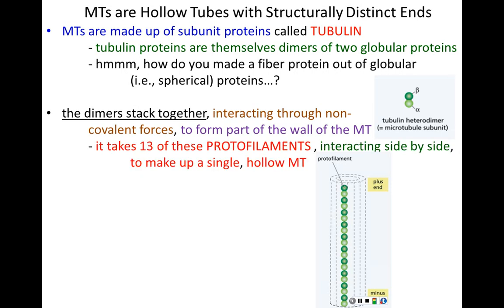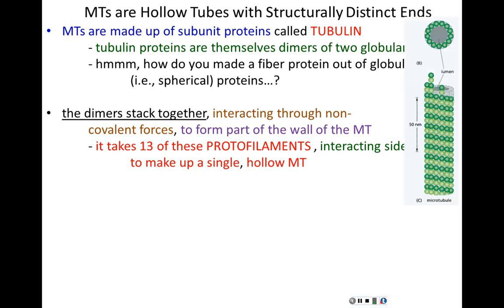Now imagine 13 of these alternating chains of alpha and beta tubulin subunits, 13 interacting side by side, not end to end, making a hollow tube of protein. So now you've got not one, but 13 of them. 13 of these chains interacting side by side creates a hollow tube of protein.